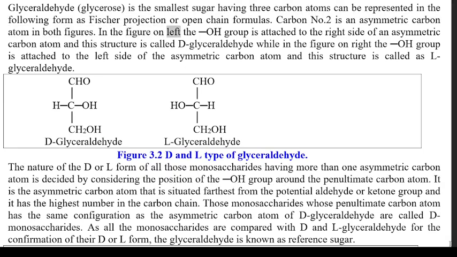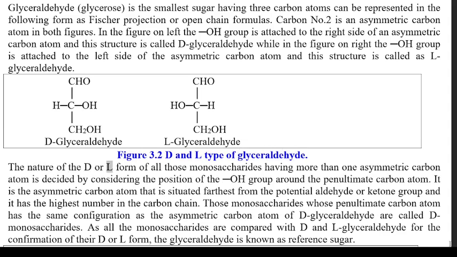In the figure on left, the OH group is attached to the right side of an asymmetric carbon atom and this structure is called D-glyceraldehyde, while in the figure on right the OH group is attached to the left side of the asymmetric carbon atom and this structure is called L-glyceraldehyde. D-glyceraldehyde, L-glyceraldehyde. Figure 3.2 D and L type of glyceraldehyde.